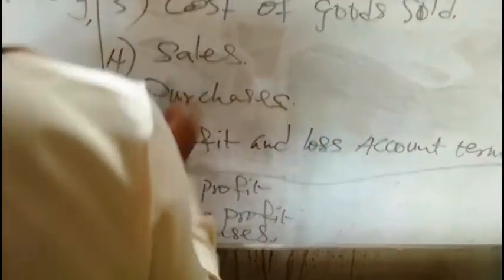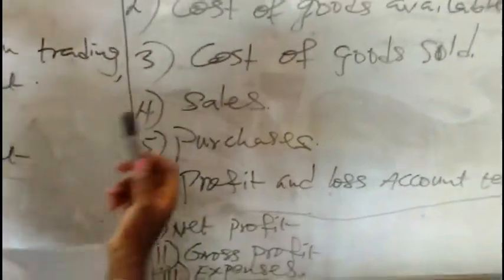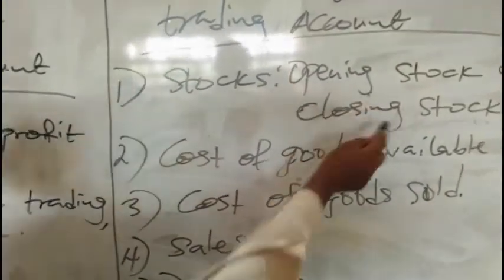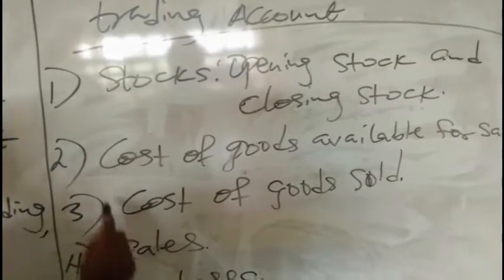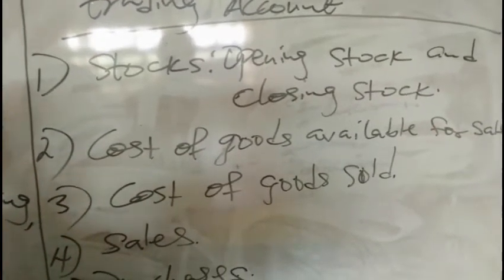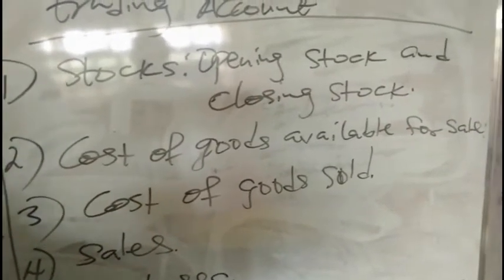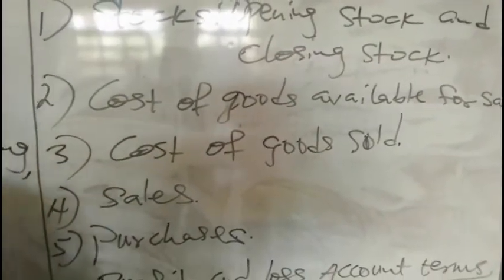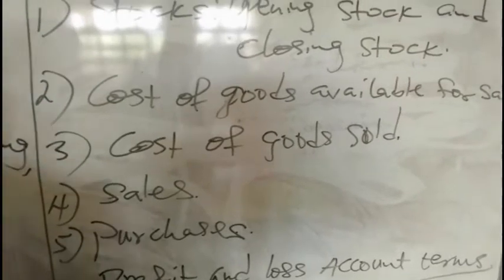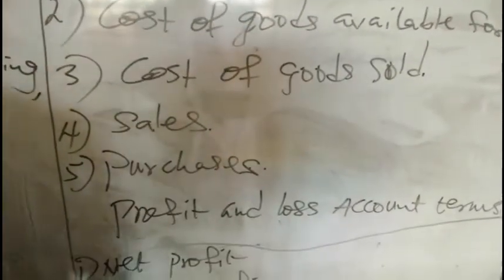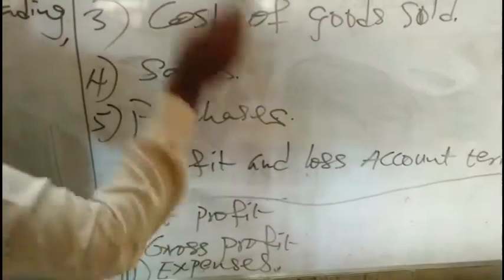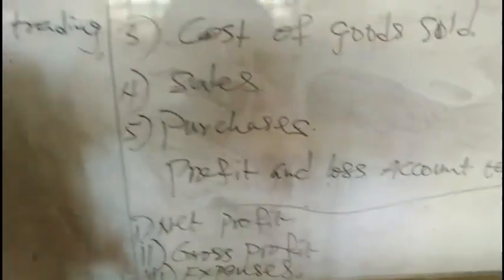Here, the terms used in the trading account are stock, which is divided into opening stock and closing stock; number 2, the cost of goods available for sale; number 3, cost of goods sold; number 4, sales; and number 5, purchases. The terms used in the profit and loss account are: 1, the net profit; 2, the gross profit; and 3, the expenses.